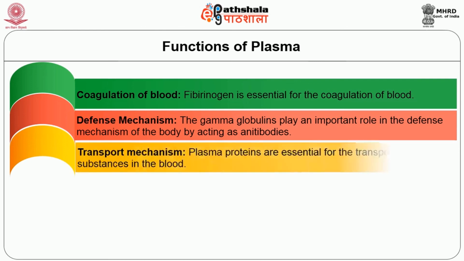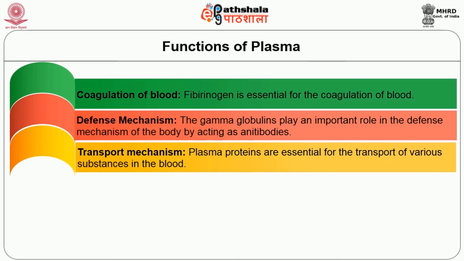Next is the transport mechanism. The plasma proteins are essential for the transport of various substances in blood. Albumin, alpha globulin, and beta globulin are responsible for the transport of hormones, enzymes, etc.